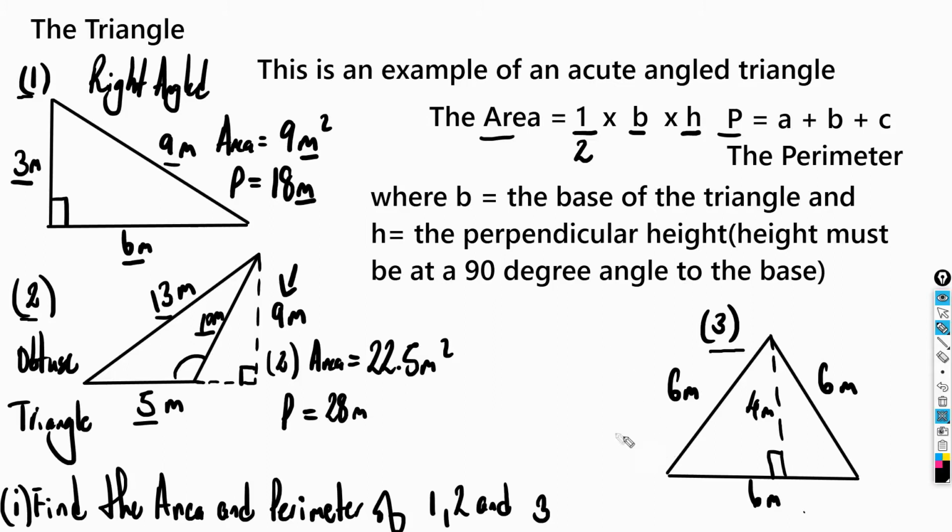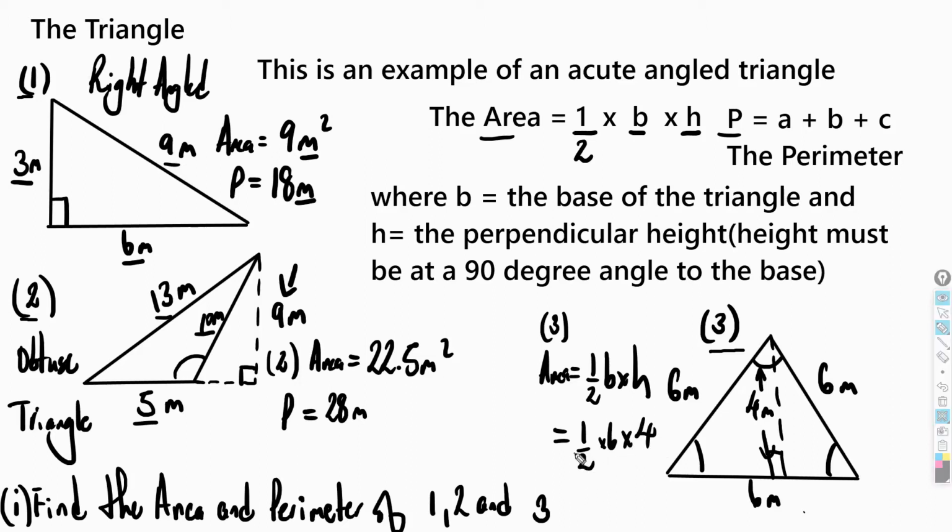All right, so for the last one here, this is a normal acute triangle because all the angles here are less than 90 degrees. And we can see here that the height, the perpendicular height, is equal to 4 meters, and the base is equal to 6 meters. So for number 3, to calculate the area, it would be equal to a half base times height, which would be equal to a half of the base, which is 6, times the height, which is 4, right? And 2 can go into 6 3 times, so we should actually get 12 meters squared as the area.